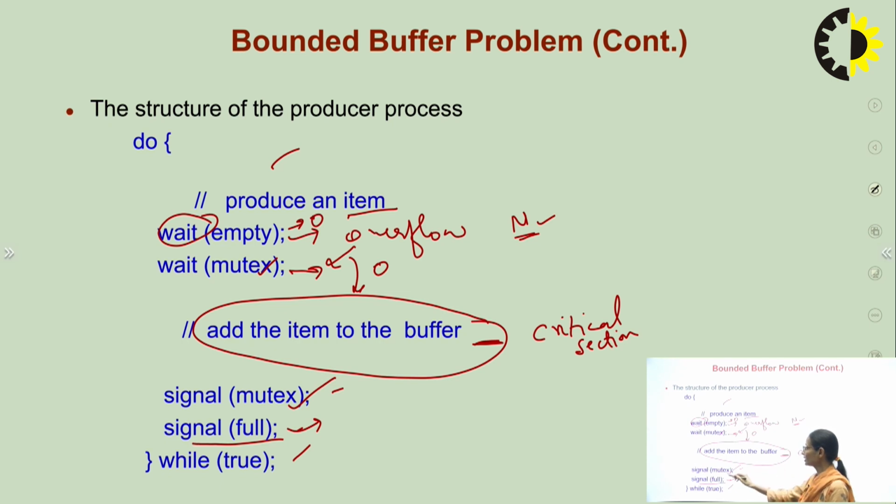After adding, it will signal the mutex. That is, the mutex value will turn to 1. Now it is a signal to the consumer that it can go for removing the item from the buffer. And signal full. Initially, what is the value of full? It is 0. Now it will become 1. That is, one item has been produced in the buffer.